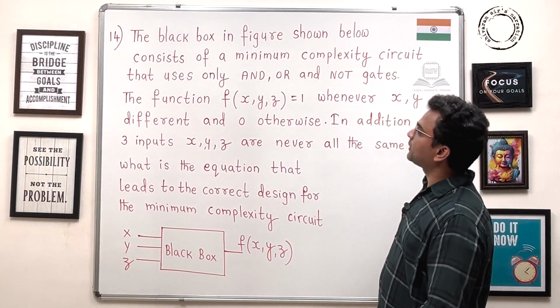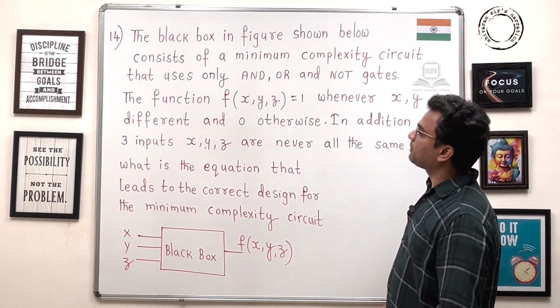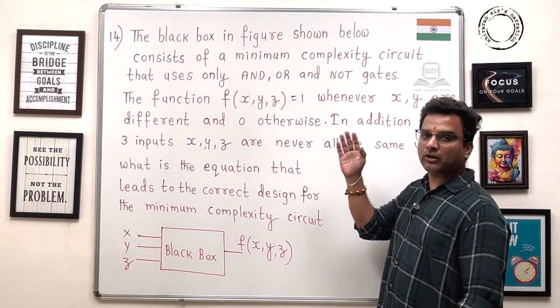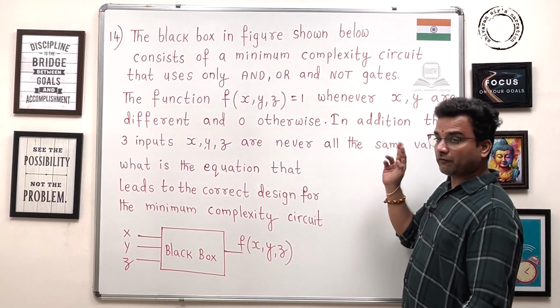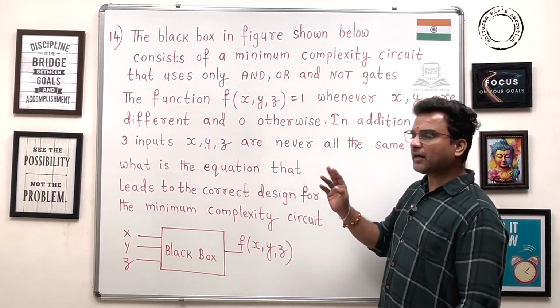The black box in the figure shown below consists of a minimum complexity circuit that uses only AND or NOT gates. The function f of x, y, z is equal to 1 whenever x and y are different and 0 otherwise.